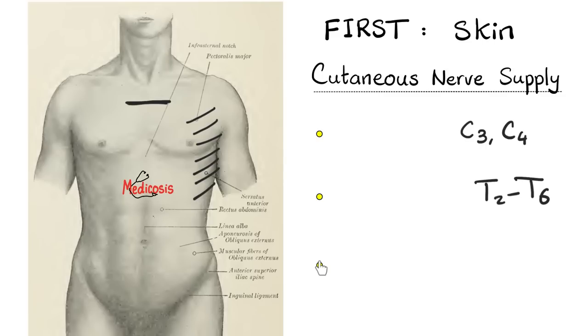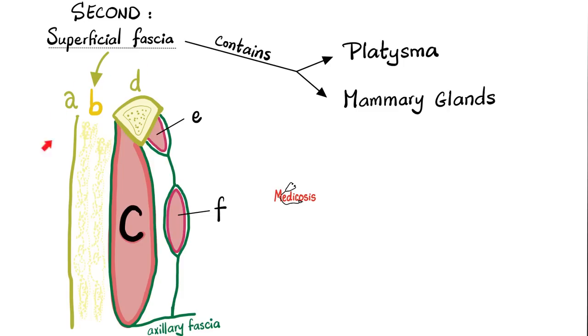Third, how about the skin of the floor of the axilla? It is supplied by the second intercostal nerve, which is a branch of T2. Can you pause the video and label all of these structures?